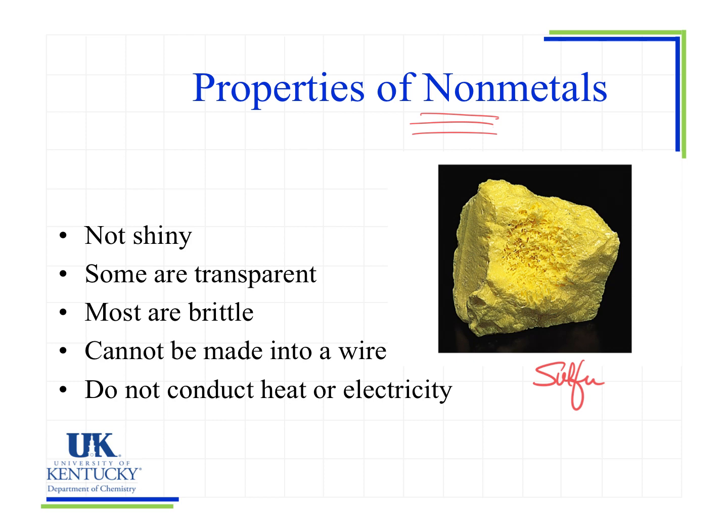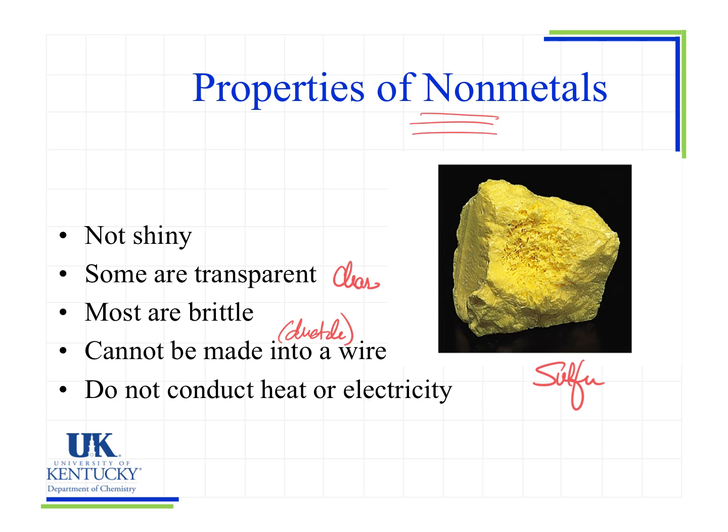Clear is the word that we use for that. Clear doesn't mean colorless, it just means you can see through it. Most are brittle, meaning if you hit them with a hammer, they shatter into a bunch of pieces. They cannot be made into a wire. They're not ductile. Remember that word, ductile. And they do not conduct heat.